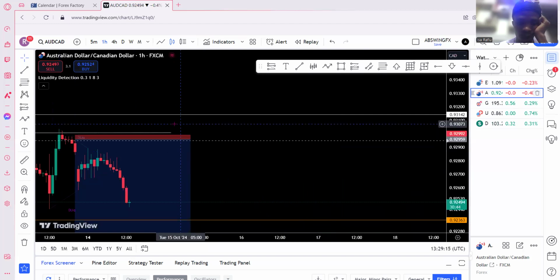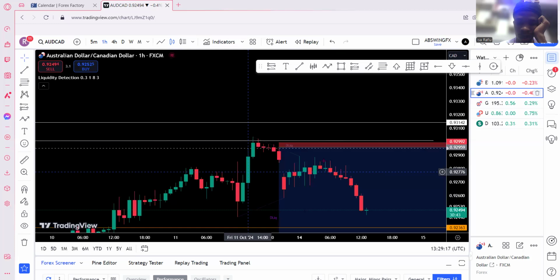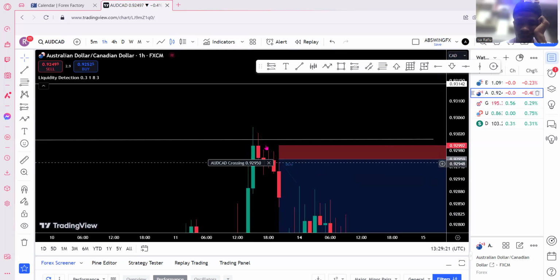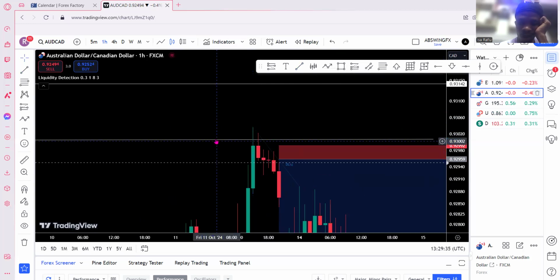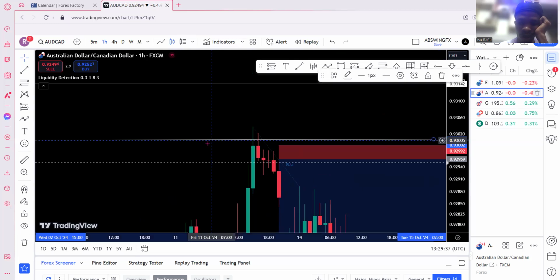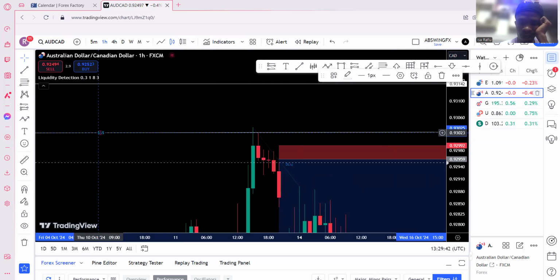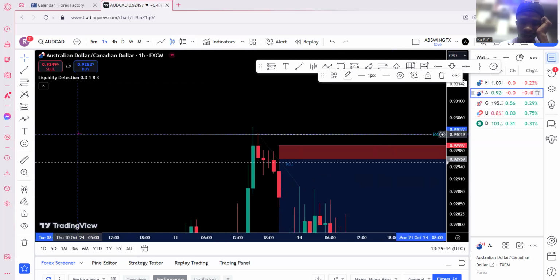You can see the liquidity line from here to this place. That's the liquidity line. So there's a liquidity here too. So I'm shifting this liquidity line back to this area.